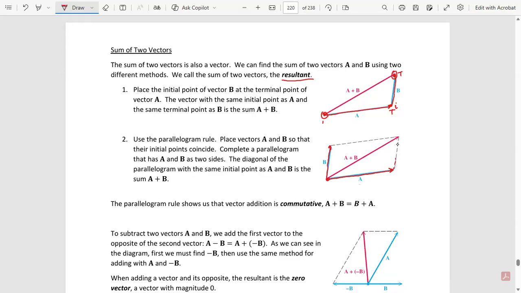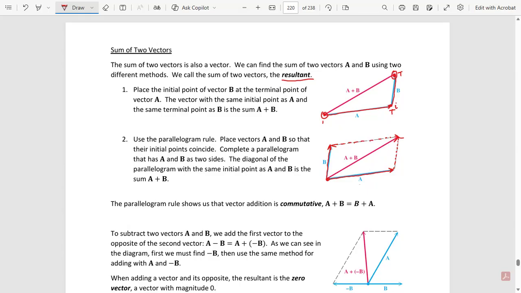That means having a vector parallel to vector B with the same direction as vector B, and then a vector parallel to vector A with the same direction as vector A. Then we create a parallelogram, and the diagonal of this parallelogram is the resultant, or A plus B. These are the geometric methods to show this resultant.